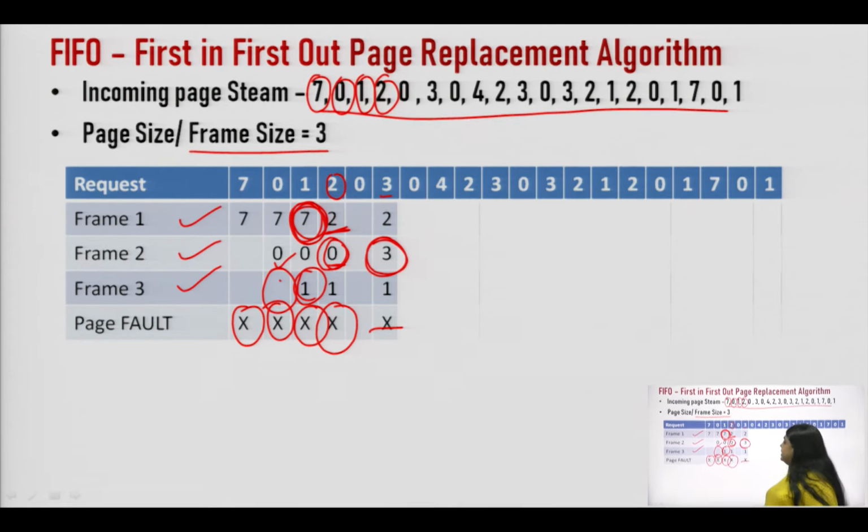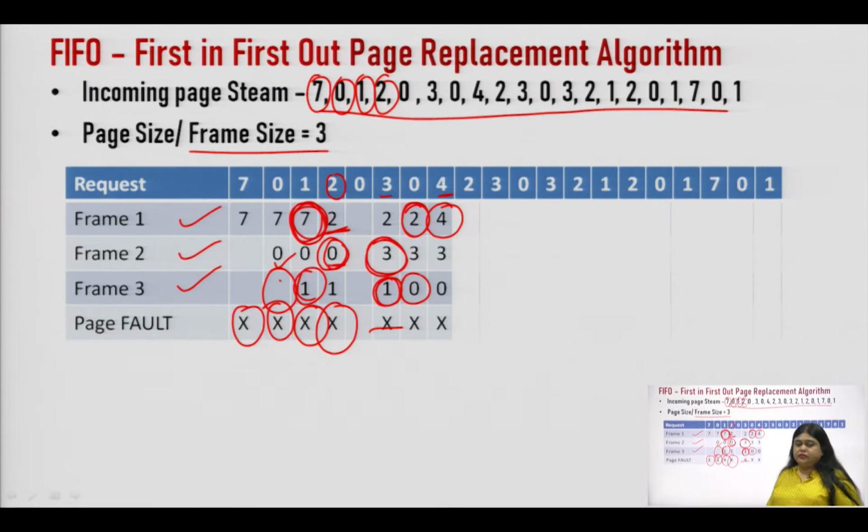Moving to the next page 0, it has replaced again the oldest page in the memory which was 1. Coming to again 4. Now, what do you think, what should 4 replace? It will replace 2 because now 2 is the oldest page in the memory. So, you can see 4 has replaced 2. Similarly, we will keep moving forward.